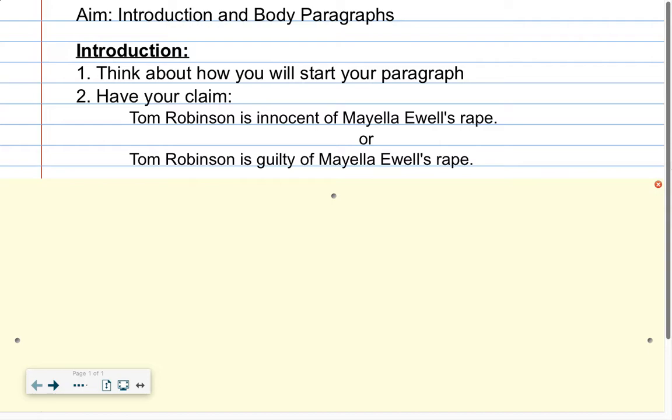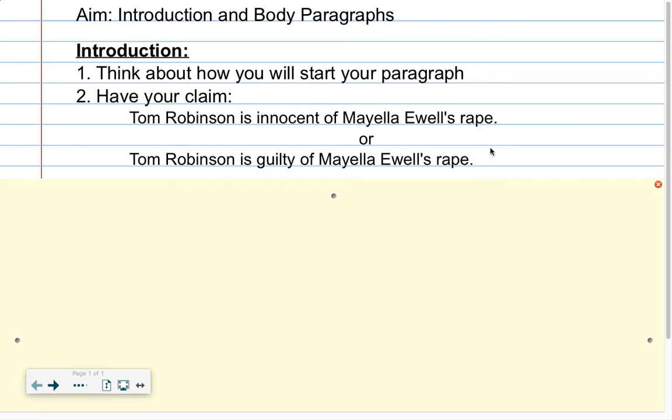Before you begin to draft your introduction, you need to pick a side. I'm asking you to decide whether Tom Robinson is innocent or Tom Robinson is guilty, and you're going to defend either point. If you take a look up on your screen, you have two different claims: Tom Robinson is innocent of Mayella Ewell's rape, and Tom Robinson is guilty of Mayella Ewell's rape. So you're going to choose one of these.